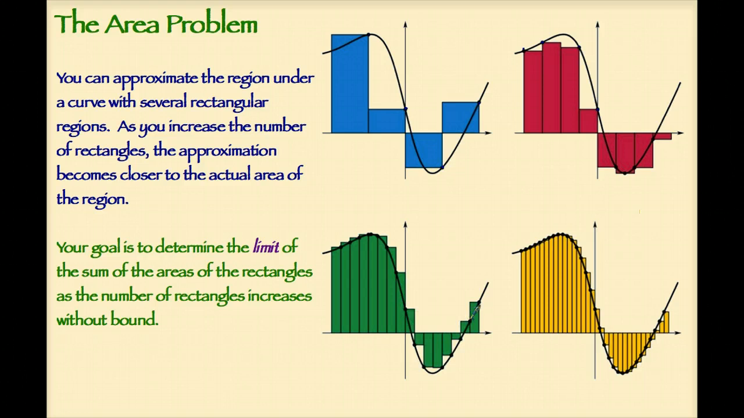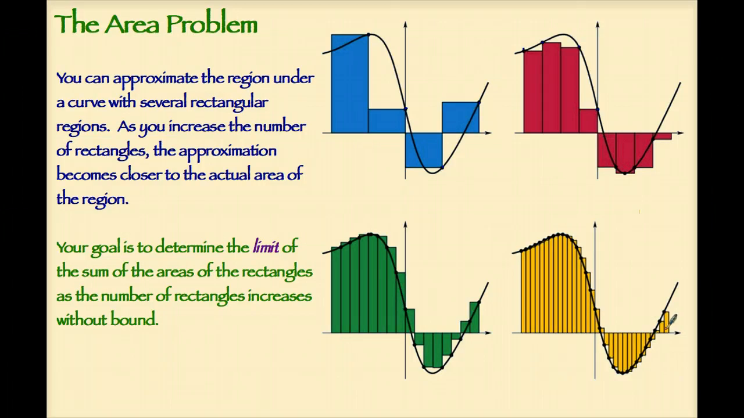Here are 16. And the increments on the x-axis are smaller, which means more function values, more heights, more rectangles. When you add up those areas, you get a better approximation. Here are 32 rectangles. If only we could keep adding rectangles. If only we could get an infinite number of rectangles. As you increase the number of rectangles, the approximation becomes closer to the actual area of the region. And when you increase the number of rectangles to infinity, you get the actual area of the region.